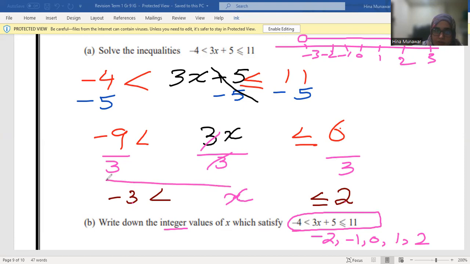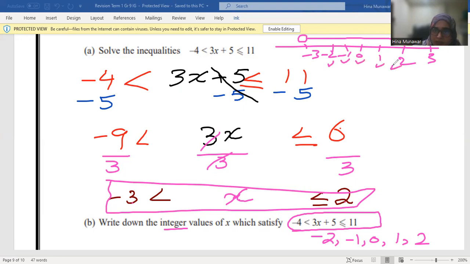And when I solve it, we come to the point that our x is greater than -3, like -2, -1, 0, 1, but less than or equal to 2. So up to 2. Hopefully you get it. Let's see, if you have any confusion, you can ask me.